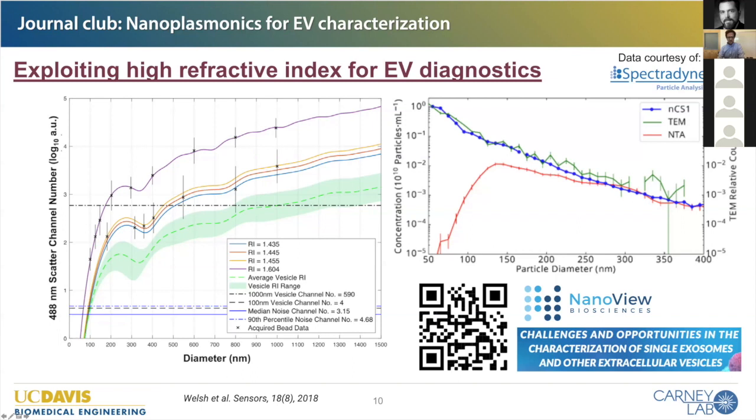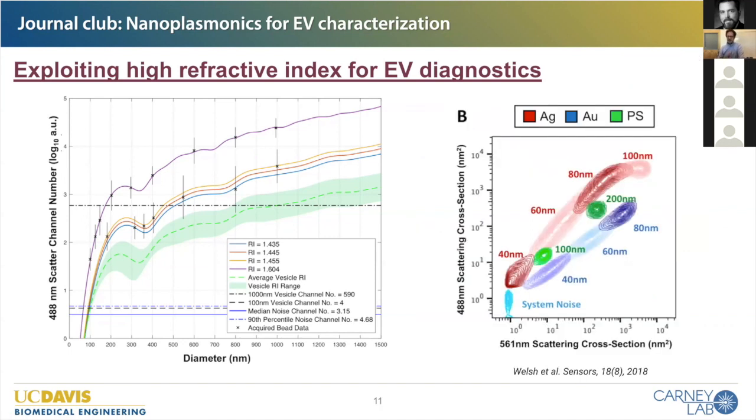If you're interested to learn more about that, I gave a talk with NanoView a few weeks ago that's available on YouTube with this QR code here. I showed a bunch of our initial data with this instrument. I know Ken's lab is working with this one too. That talk is more focused on the current methodologies used to analyze single EVs and what the trade-offs are in using them. So feel free to check that out if you're interested.